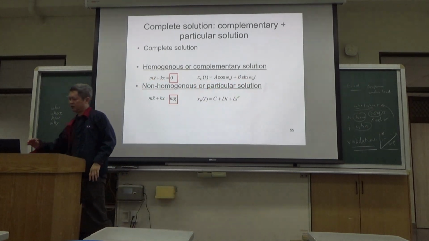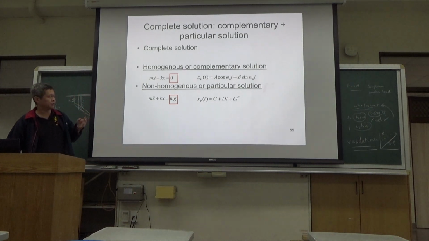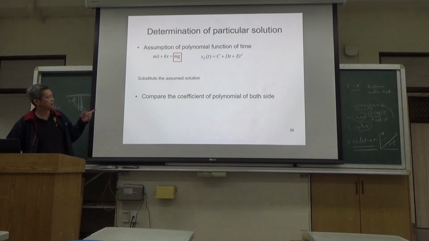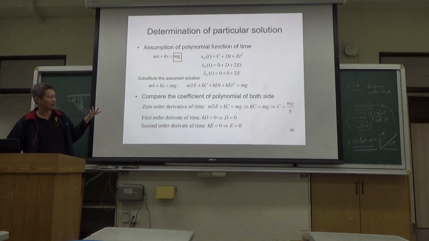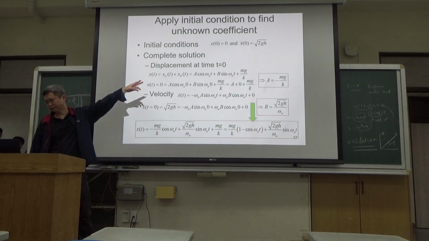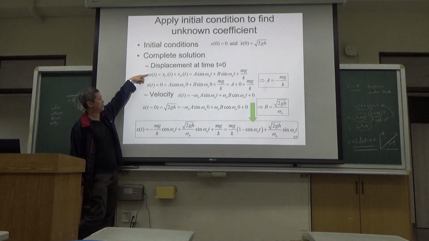We will find the amplitudes A and B by substituting the initial conditions. And then for the non-homogeneous solution, you can simply assume a polynomial function of time. And eventually you find the answer, and this answer is mg over k. That's it. By combining the free vibration plus the forced vibration, you have the answer for displacement.